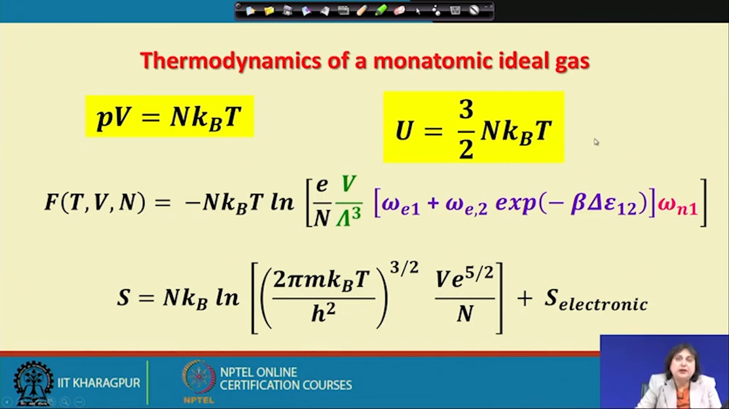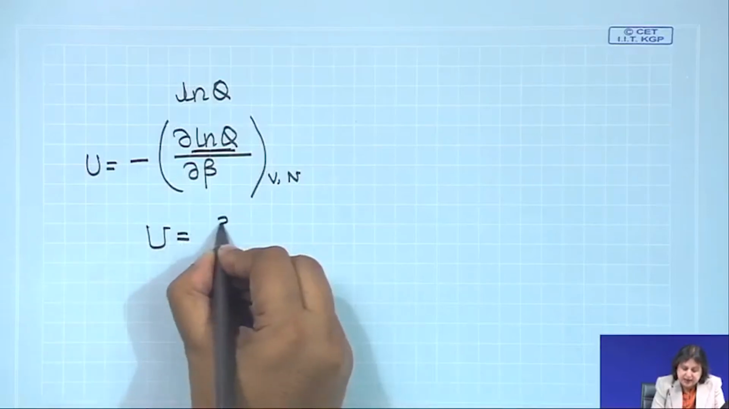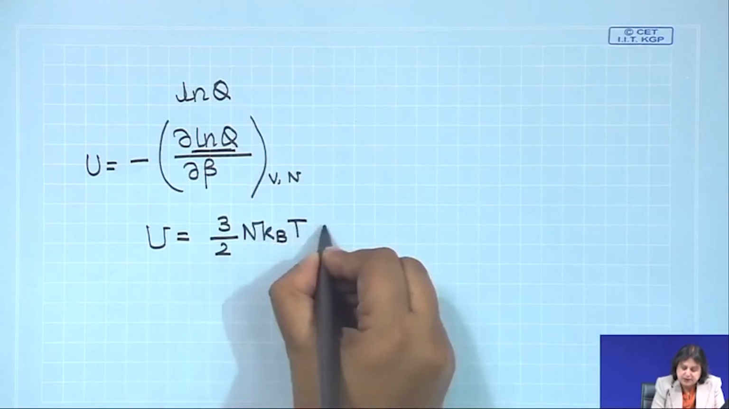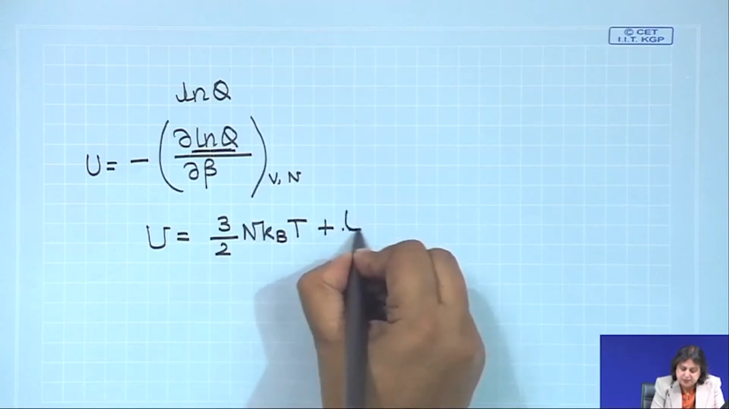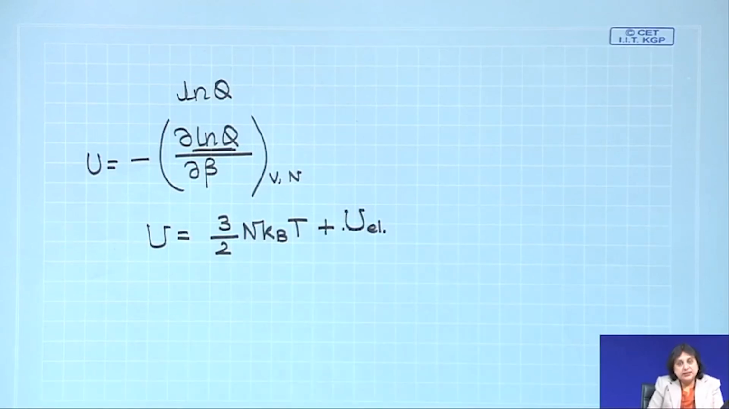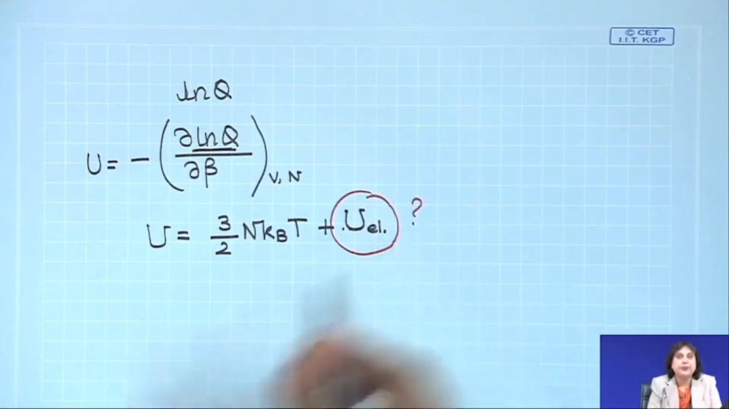There will be some correction terms, and where will these correction terms come from? They will come from the electronic structure of the system. So, I will leave it as an exercise for you to find out that in the case of a monatomic ideal gas, I have already shown here the result that this is the predominant term, but there will be some correction term coming in terms of U electronic. I will leave it as an exercise for you to find out what this U electronic is.